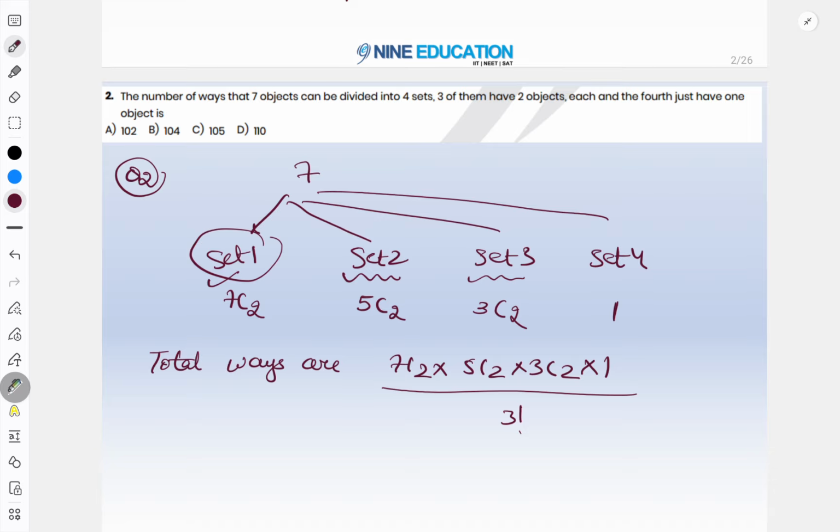Now why we are dividing by 3 factorial is because order does not matter here. Set 1, set 2, set 3, all of them have the same number of elements, so their order does not matter. So therefore we have to divide by 3 factorial. Now that is equal to 21 multiply 10 multiply 3 divided by 6. That's basically 105. Option C.